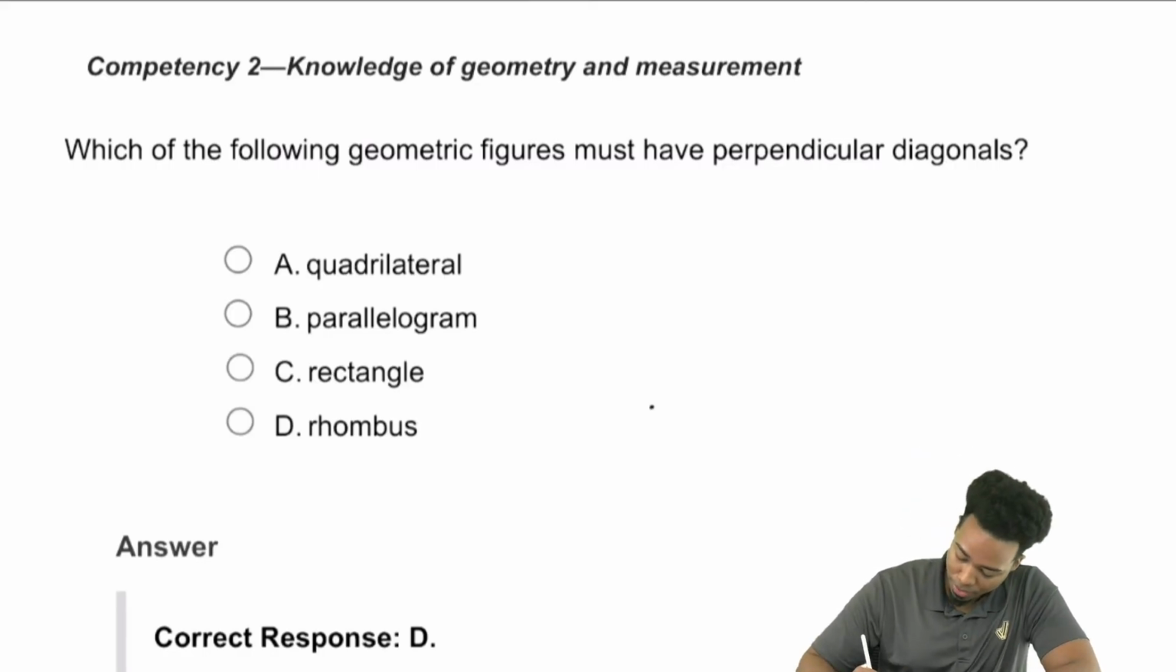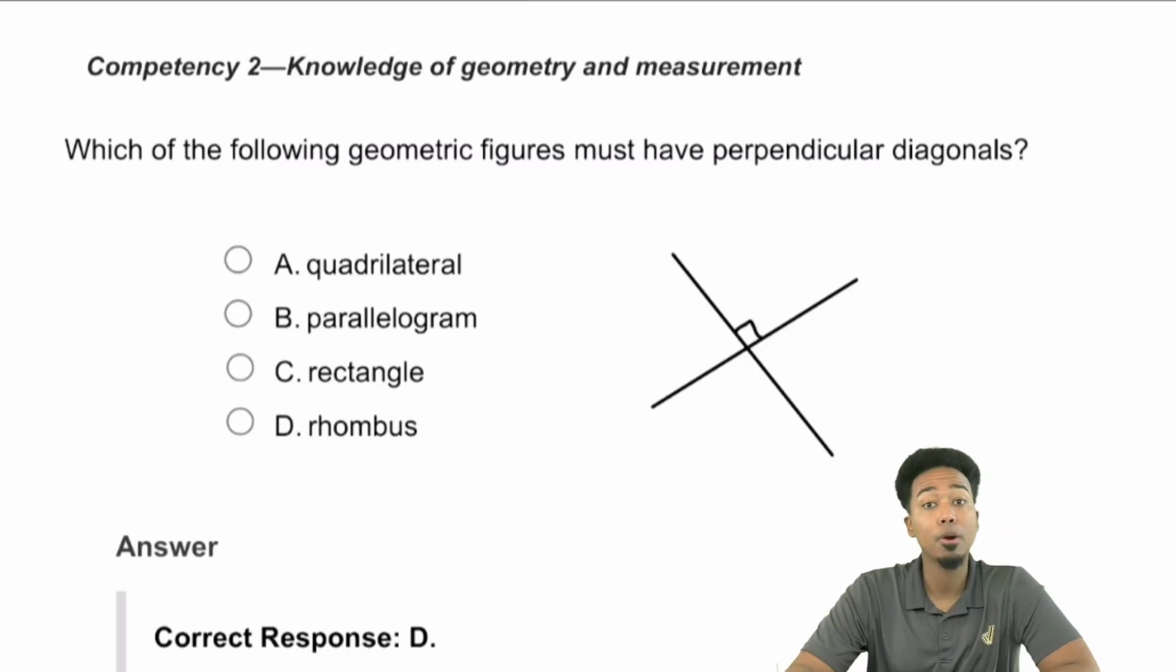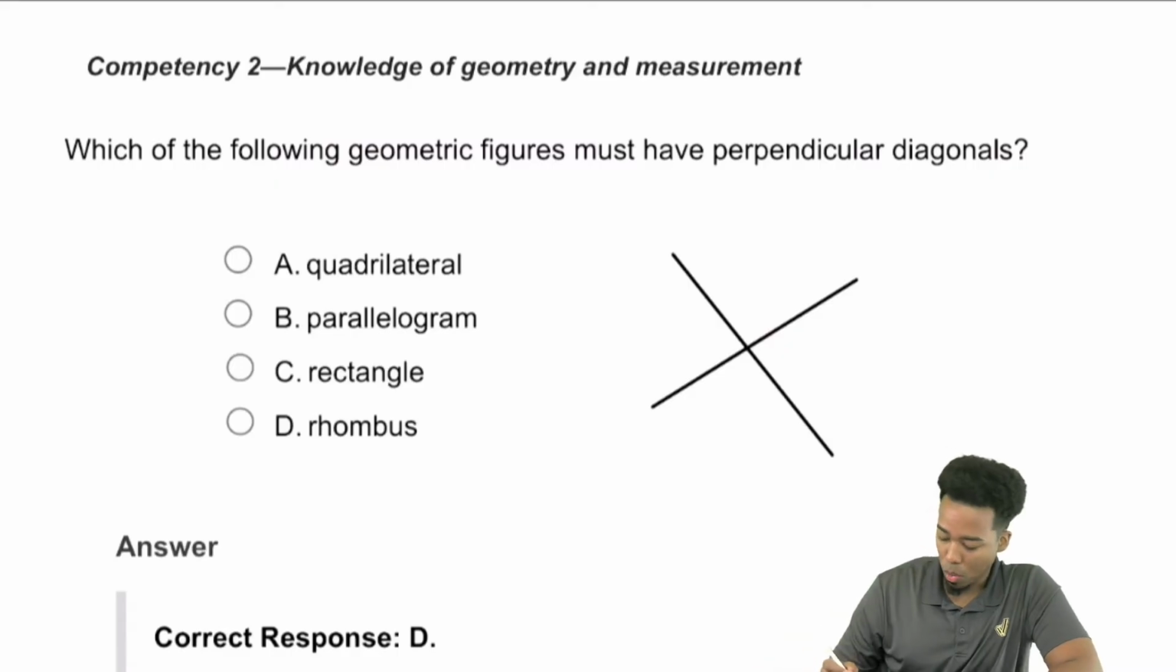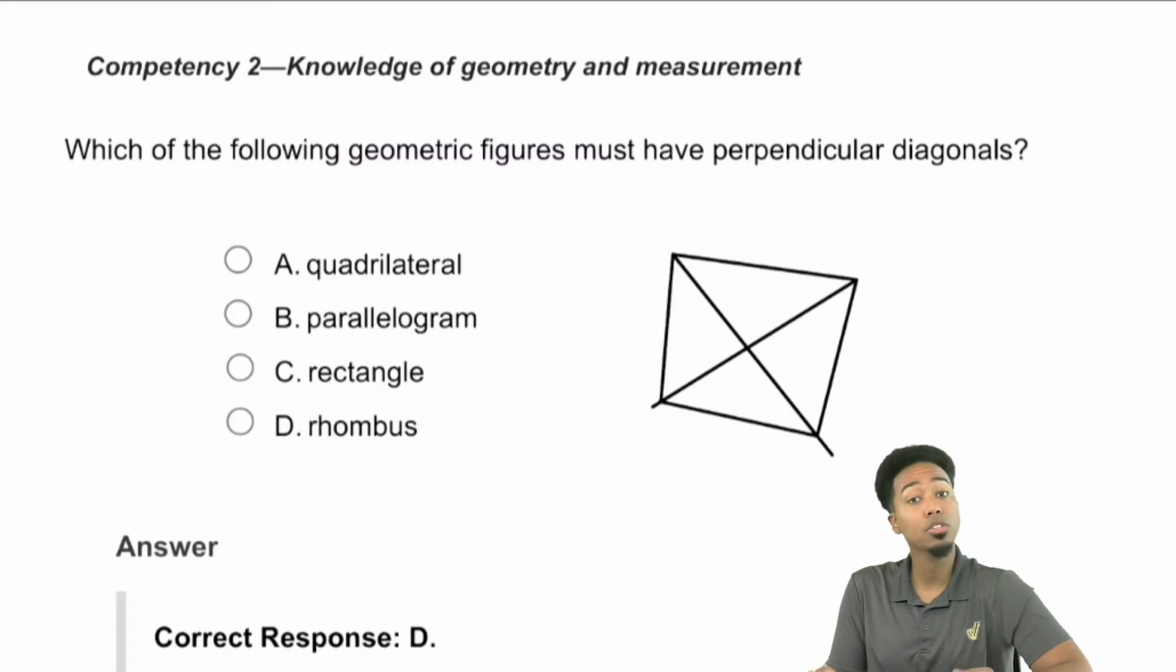When you have intersecting lines, and when these lines intersect, it creates a right angle. Perpendicular means that it creates a right angle. So what we're looking for is, hey, what kind of shape can we create that has perpendicular diagonals? What kind of shape would allow this to take place? And so let's take a look at the choices.